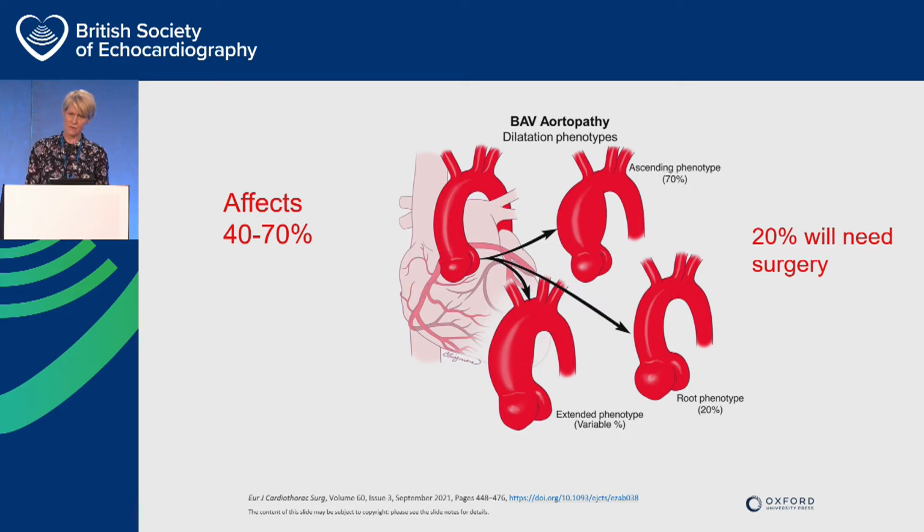And then there's the extended phenotype. So we used to talk really about the arch, but actually it's really an extended phenotype, which is either the root and the ascending, or the ascending and the arch. And it's really, really important to look at the arch, because there's no use going and having your aortic surgery and then coming back and saying, well, there was a 50mm arch, and we kind of didn't look at that. That doesn't happen, of course, but you know what I mean. So the root and the ascending is a more common phenotype than the ascending and the arch.